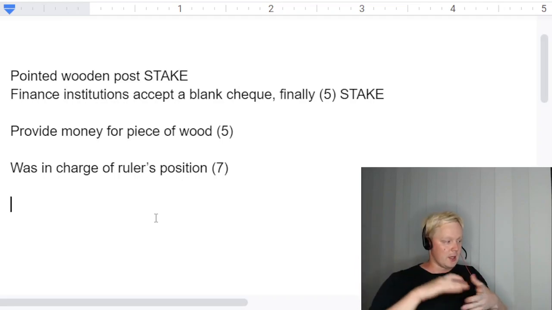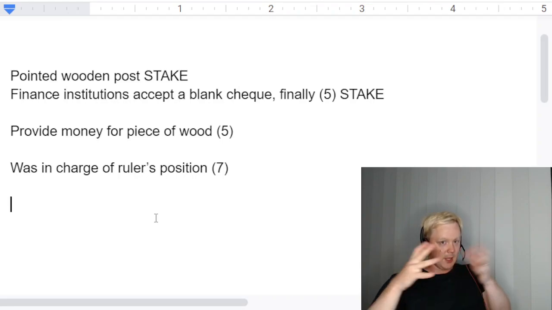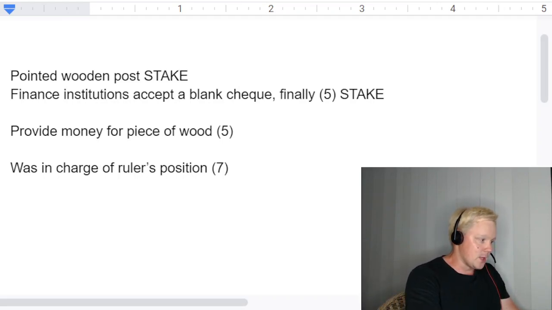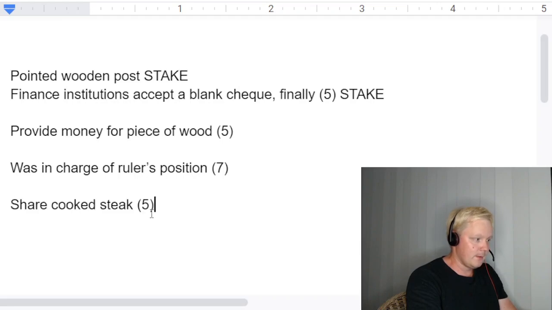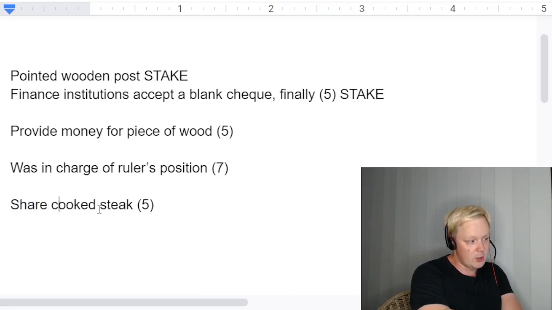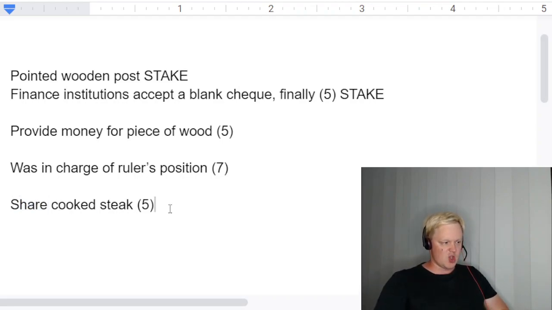But when you do need some manipulation, we'll look at anagrams next, which is taking letters and putting them in a different order. And this is an anagram, a very simple anagram clue. Again, for the word stake, S-T-A-K-E. So here the definition is at the start, share. So shared cooked steak. And you might think share doesn't mean stake. Well, actually, it is a synonym of stake as a noun. Your share in a company, your stake in a company.